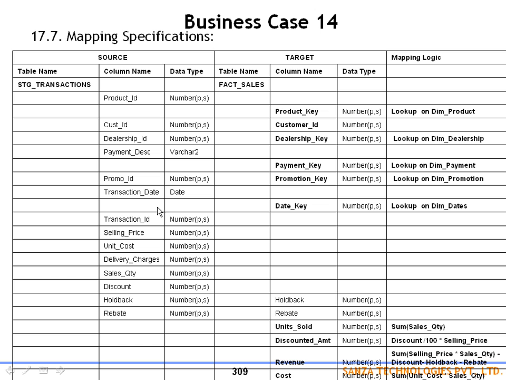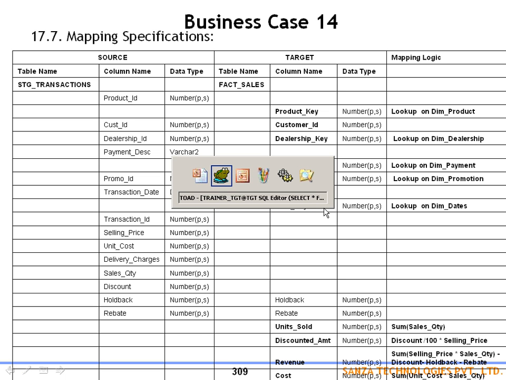If you look at the requirement, these are the keys for the corresponding product ID. For customer ID, it is direct. The dealership ID is coming from my source, that is my staging table, but when I load the data into my target table, I need the corresponding dealership key. Where will I get it? From the respective dimension tables. The same way for the transaction date, I need the date key.